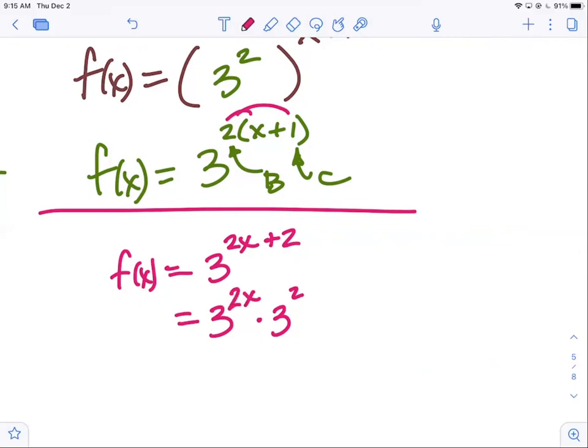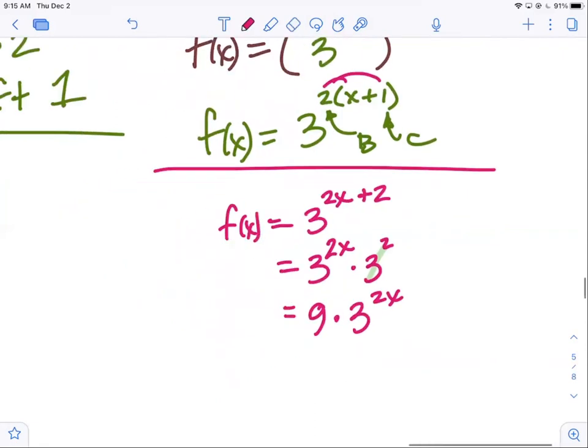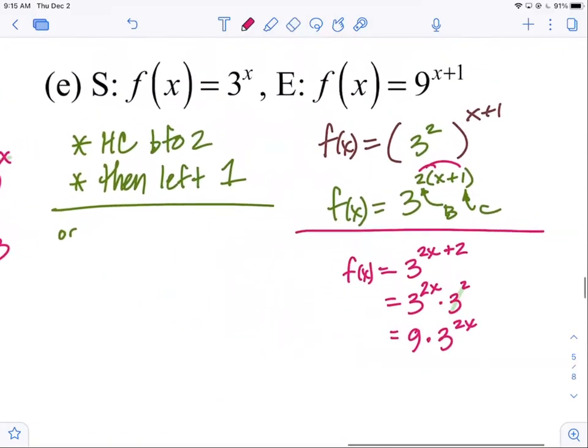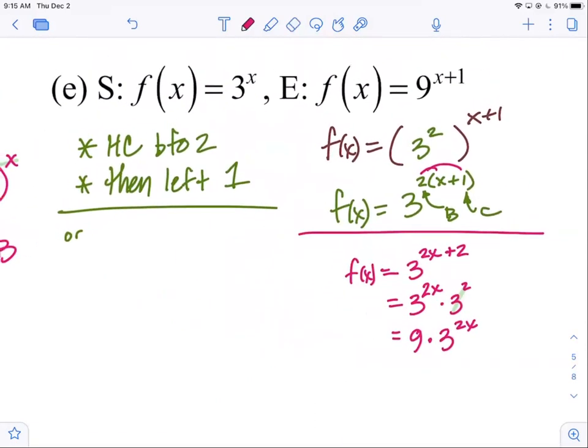3 to the 2x times 3 to the 2. And now 3 to the 2, I know is another name for what? 9. And I can pull that to the front because now it's multiplied on the ground floor. And now I've got another transformation that's in terms of 3.